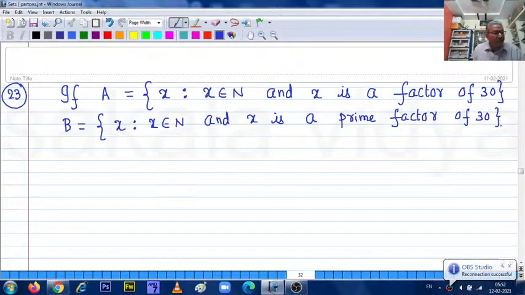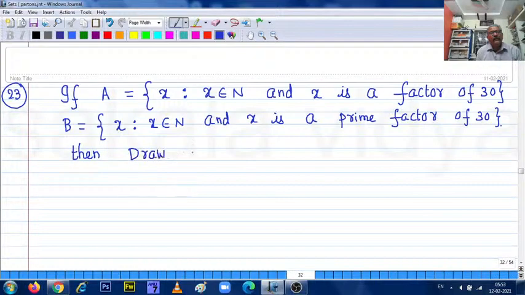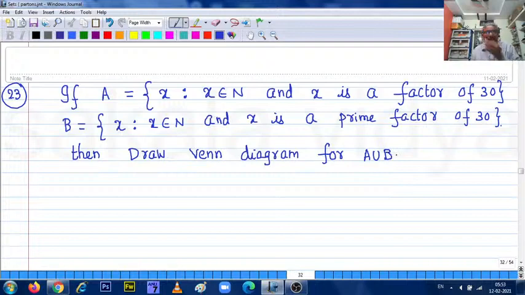Prime factor of 30. Then draw the Venn diagram for A union B. For A union B, first write A in set builder form, write B in set builder form. First of all, solution.